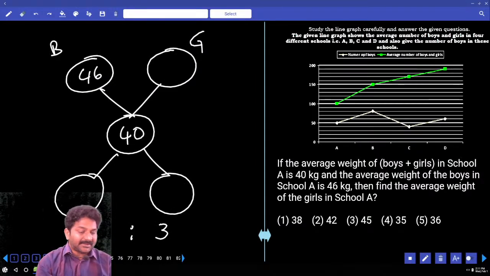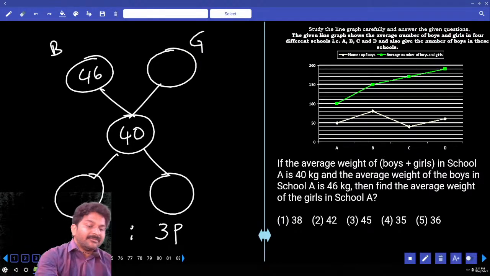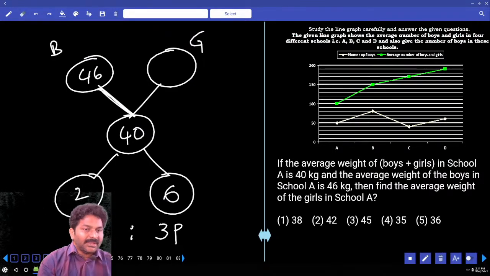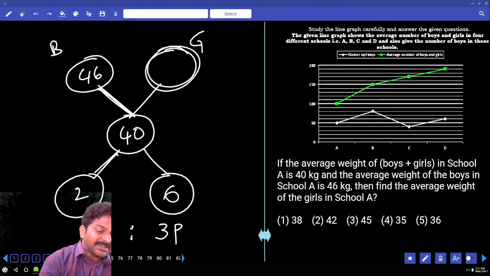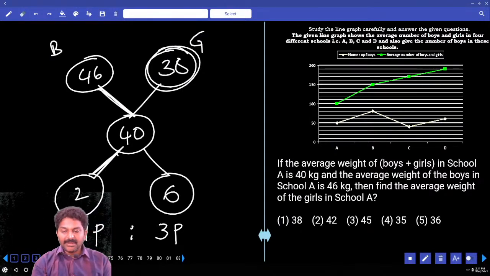We already know that fact. This is one part and this is 3 parts. Alligation, 46 and 40. The difference is 6. If 3 parts is equal to 6, 1 part is equal to 2. Then the girls must be the difference between 40 and 2, which is 38. 38, first option.